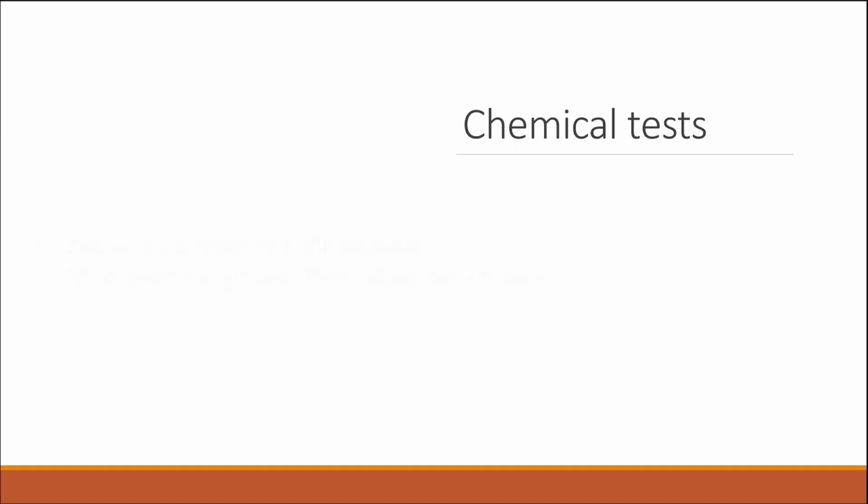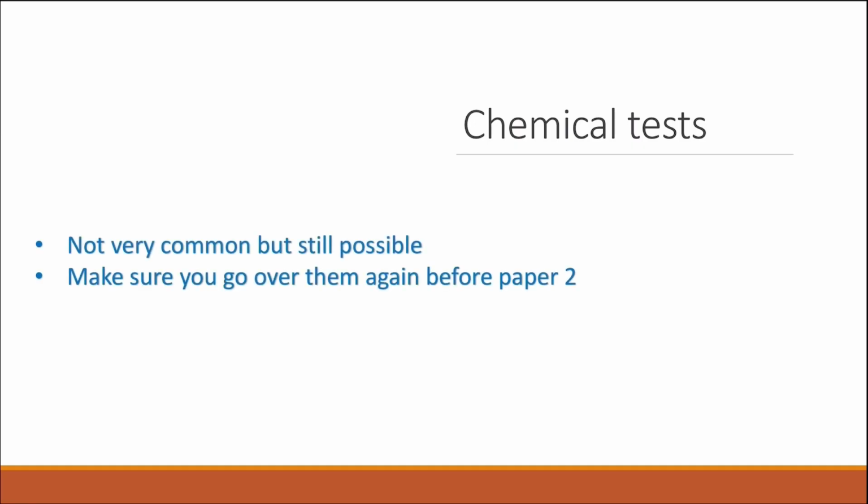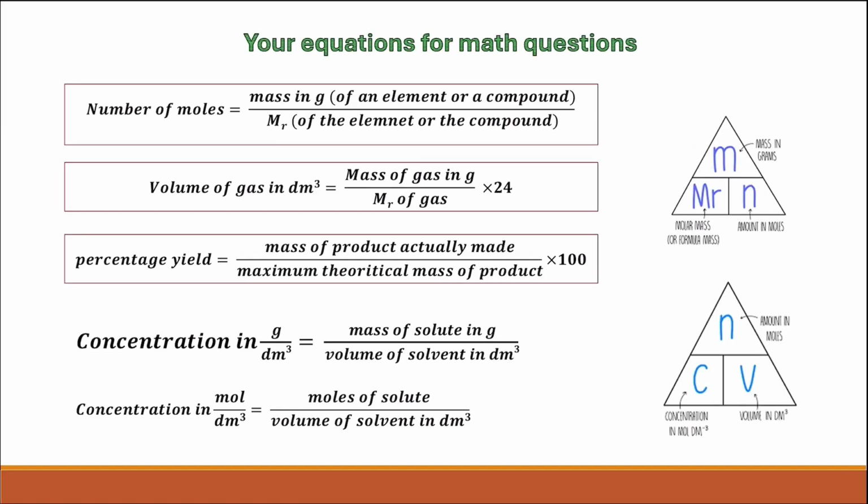And then we have the chemical tests. Chemical tests in paper two are not very common, but make sure that you go over them because sometimes they can ask you about one or two of them, especially for the metals, like how to differentiate between iron 2 plus and iron 3 plus and so on. If there were a lot of chemical tests in paper one, maybe you wouldn't see any of these in paper two, but make sure that you revise them anyway.